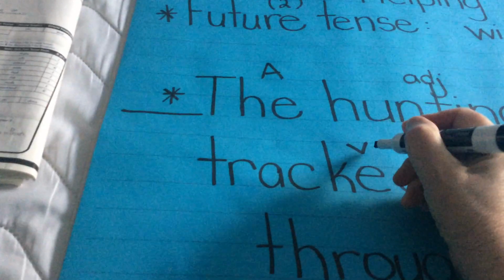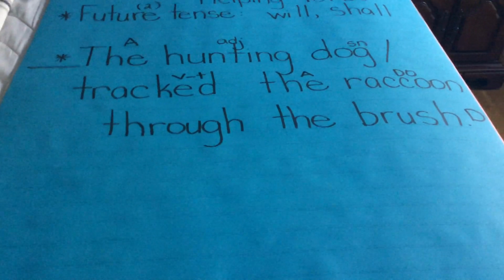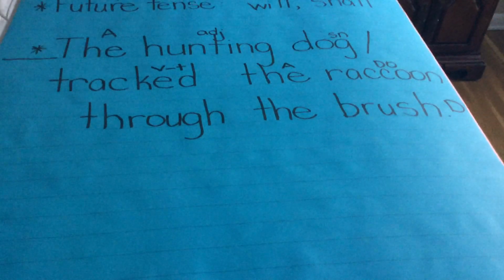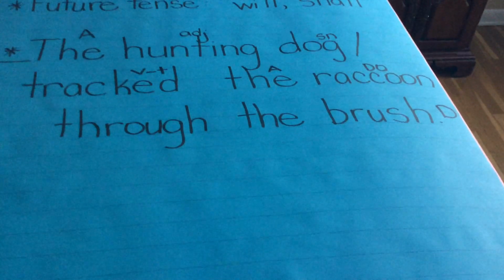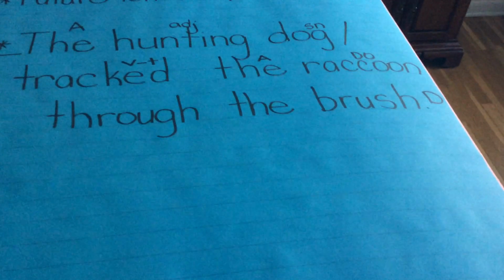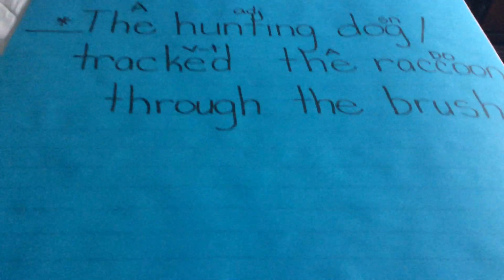And if it's a direct object, we've got to go right back here and put a T because it's verb transitive. Okay? The hunting dog tracked the what? Well, the direct object. Okay, that's finishing up our sentence. It's tracked the raccoon, which is the direct object. I said what? The direct object. I meant tracked the what? The raccoon, which is a direct object.